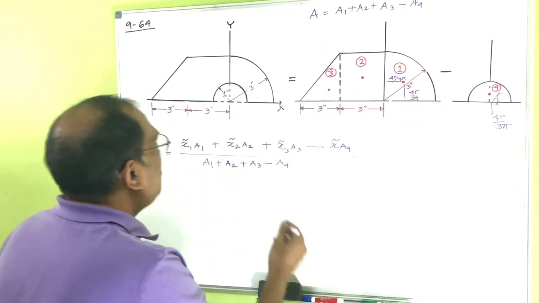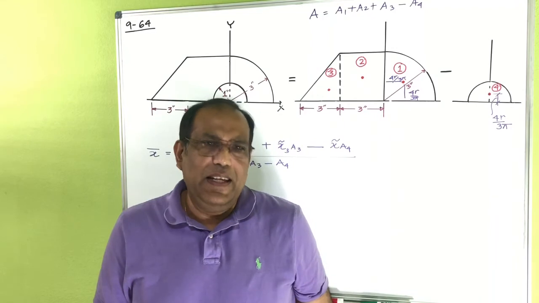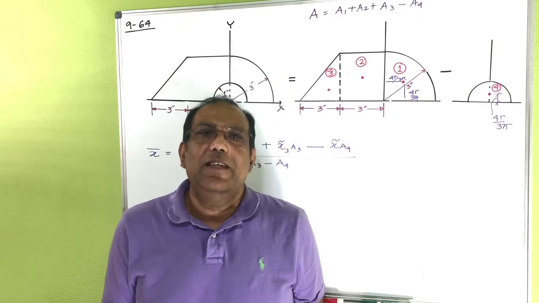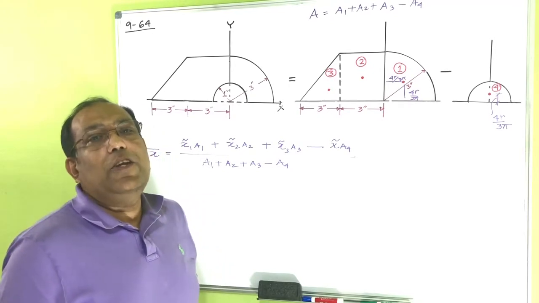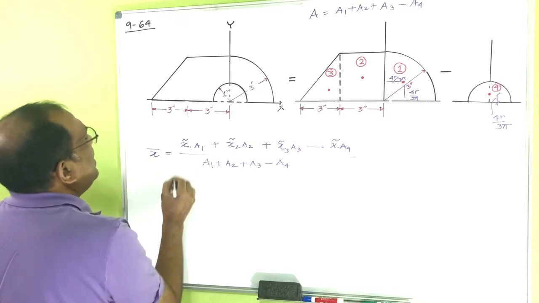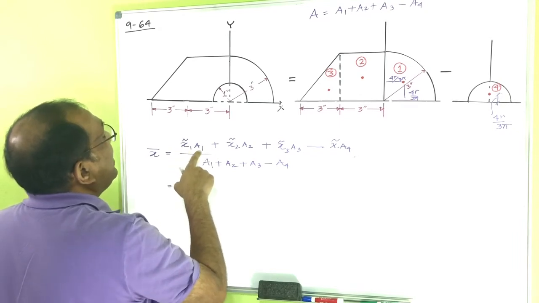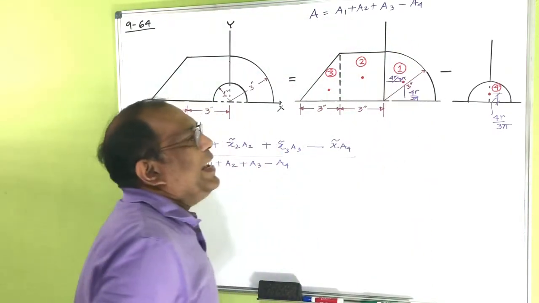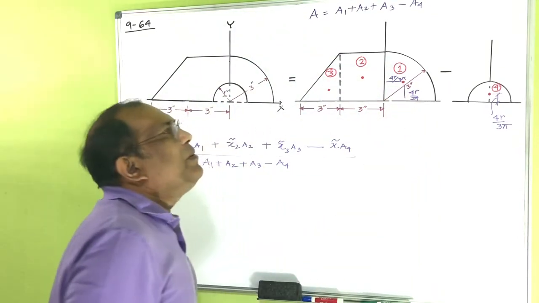Now I can start putting all the values here. If you want to make a table at the beginning, that would be very helpful. If you don't want to make a table and do it a little bit faster, then basically you just put the formula here and try to put the values here. So here this one has to be x1 squiggly bar and A1. So this is my segment A, and I said the x bar is 4r by 3 pi, right?